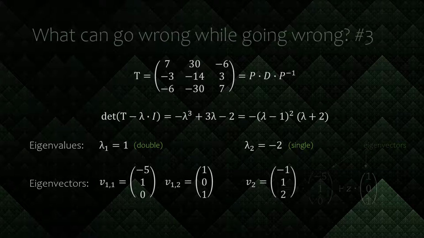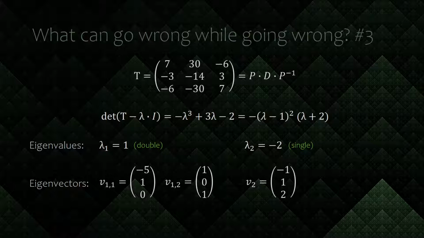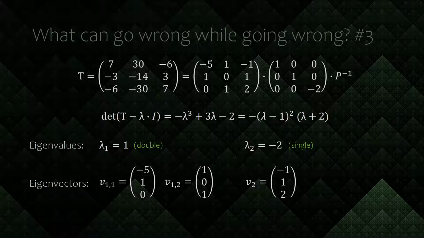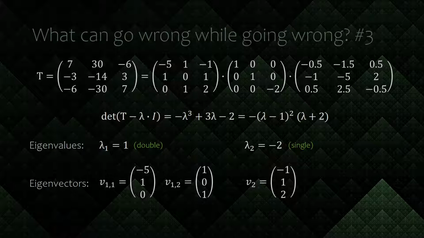The obtained vectors are the eigenvectors associated with the double eigenvalue 1, and there is also an eigenvector for the second eigenvalue. Next, we construct the matrix D with the double eigenvalue appearing twice on the diagonal, put the eigenvectors into the matrix P in the specified order, and calculate the inverse of P. So if there is double eigenvalue, it has to be associated with 2 eigenvectors for the matrix to be diagonalizable.